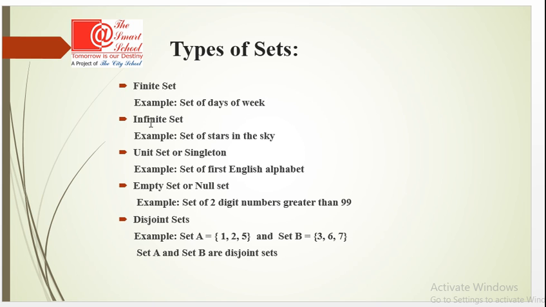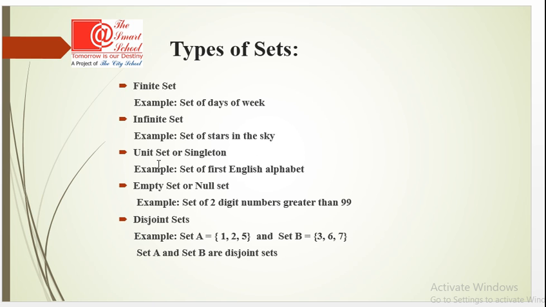Now, second is infinite set. An infinite set contains an infinite or unlimited number of elements. For example, the set of stars in the sky. So obviously this is unlimited. We can't write these as elements.